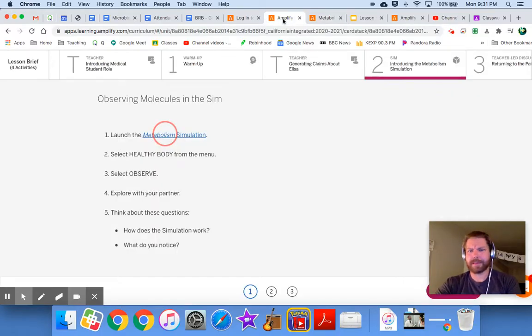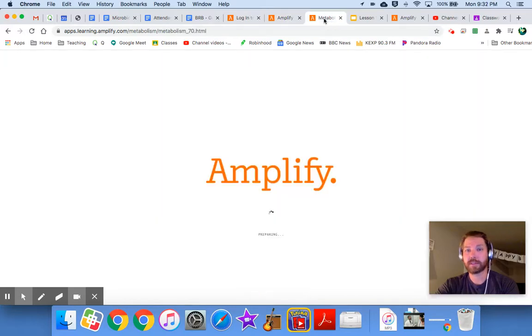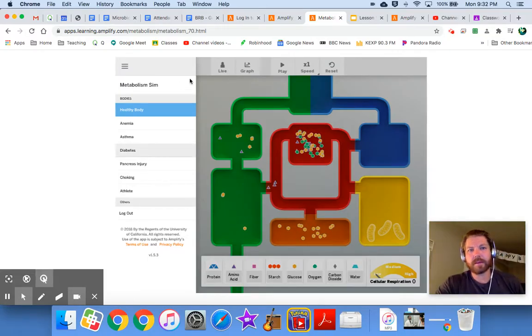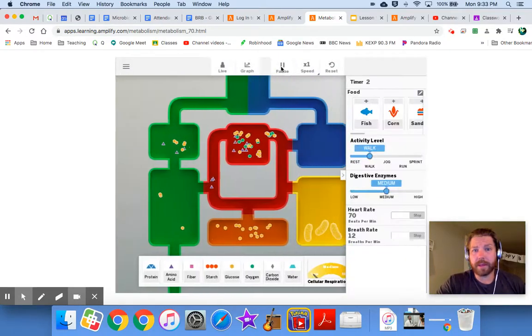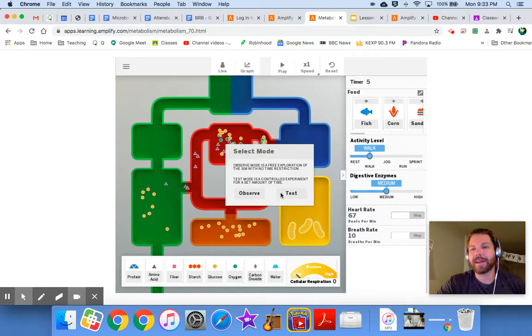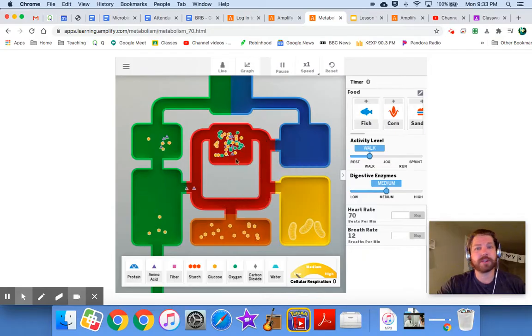We're going to let that keep doing its thing. And then select Observe. Explore with your partner. Mr. Wiggin, I don't have a partner. I know. Get your little brother or little sister over and talk about it. And think about these things. How does the simulation work? What do you notice? Here it is. Okay, so healthy body for us is already selected. And then what did it say? It said Observe. So if you go over here and you hit play, and then you hit reset, it's going to say start over. And that's where it actually comes up with observe or test. We are doing observe right now, where we can just check things out.